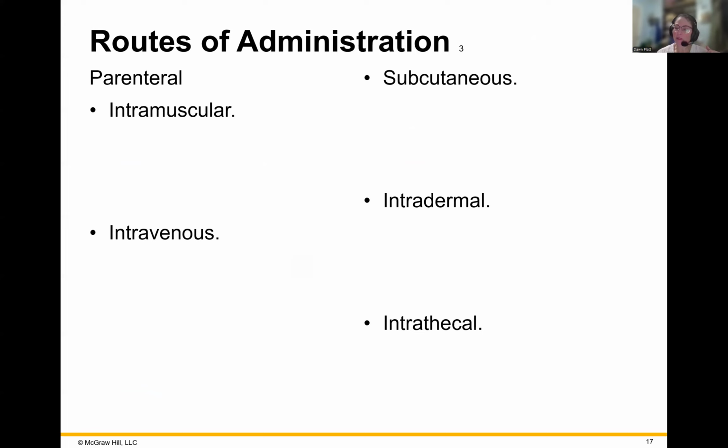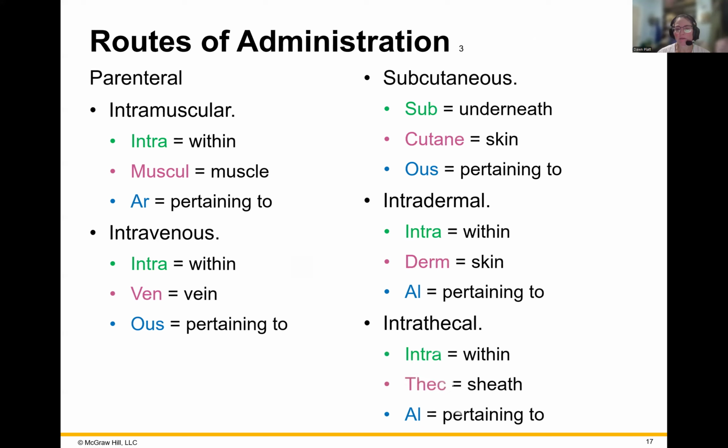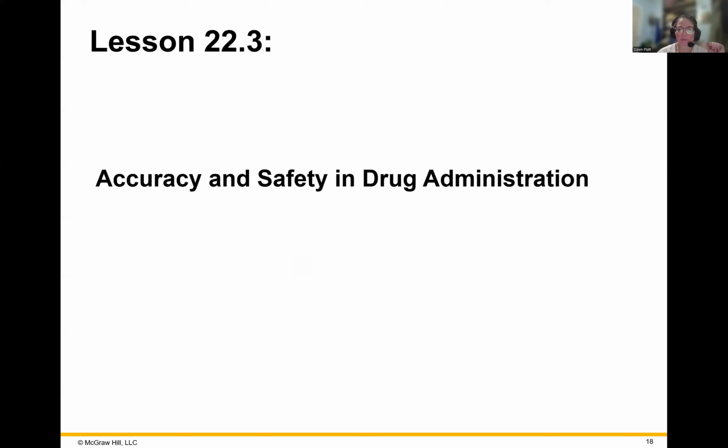Parenteral, when we say parenteral, it's going to be in another form other than through the mouth or the GI system. So this bypasses the GI system. And when we say parenteral, we're really talking about injections or infusions. So here are the different forms of parenteral medications: intramuscular, intravenous, subcutaneous, intradermal, intrathecal. And look at the terms, breaking it down to identify the actual true definition of these routes of administration.